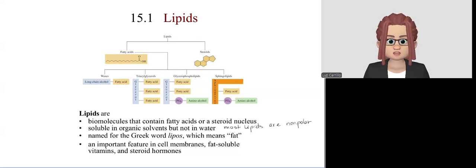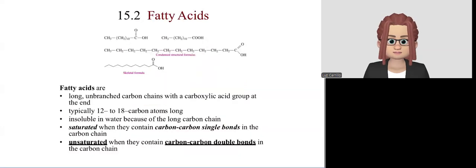The word lipids comes from the Greek word lipos, which means fat. And these biomolecules are important features in cell membranes, fat-soluble vitamins, and steroid hormones. As I mentioned, when it comes to lipids, there are two major class families of lipids, which include fatty acids and steroids. We are going to dedicate the first part to talking about fatty acids, and then we're going to proceed to talk about the most important steroids.